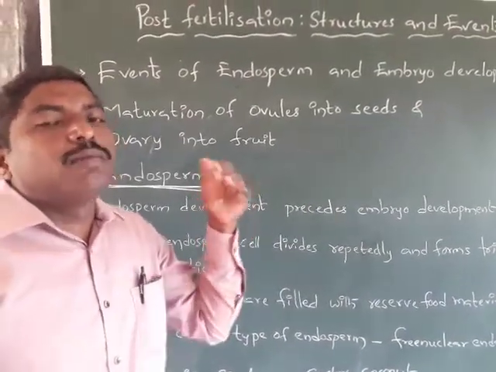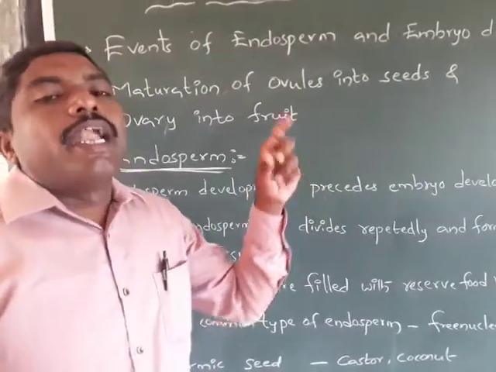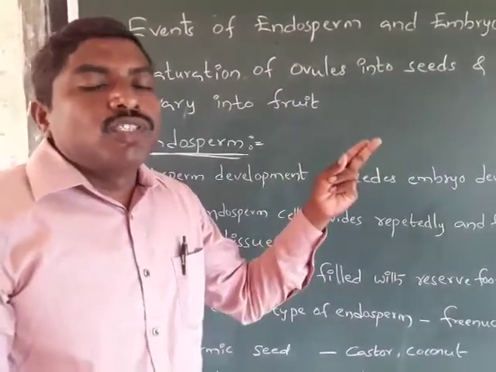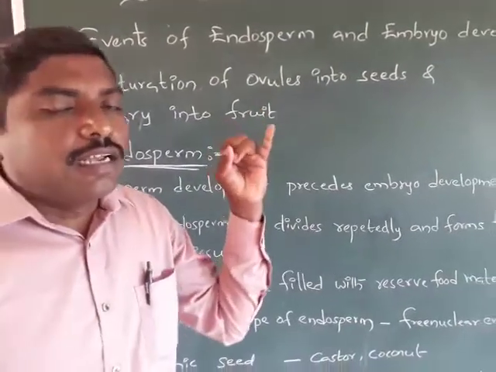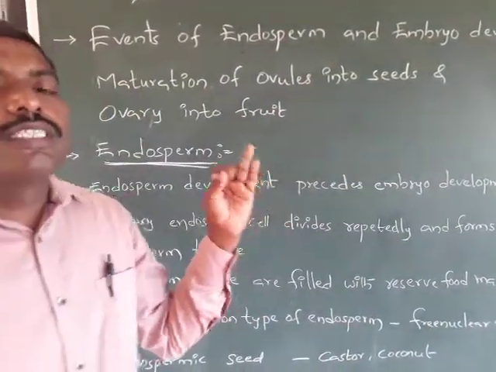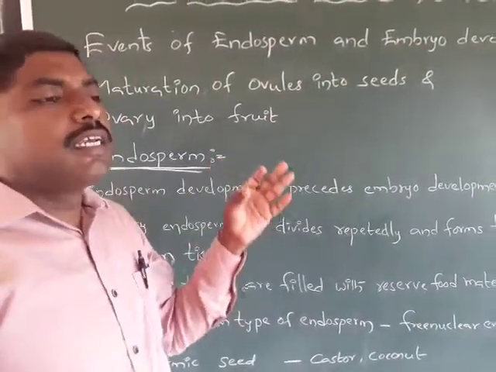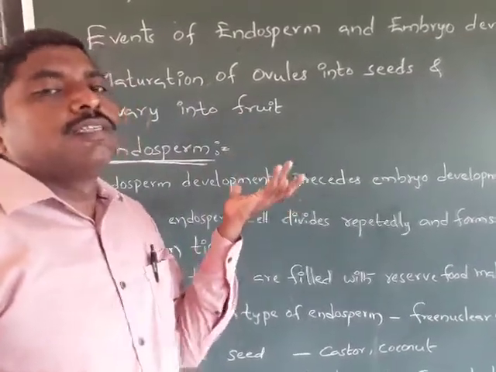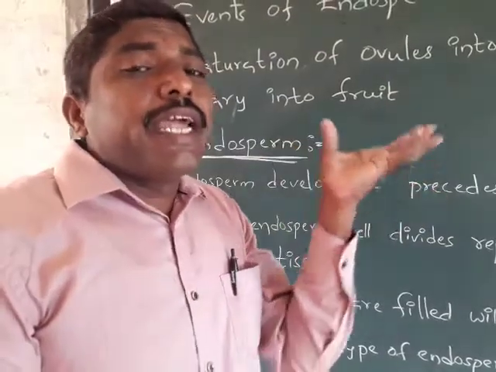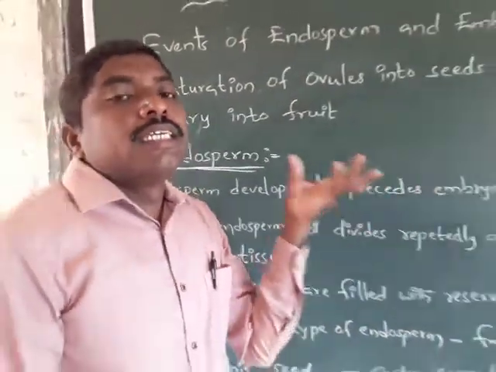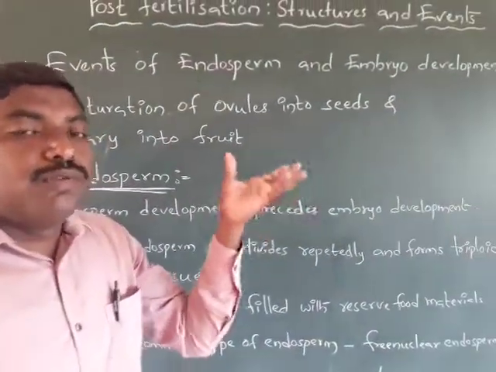So this is called double fertilization: one is syngamy and another one is triple fusion. After the triple fusion, it is converted into the primary endosperm nucleus.